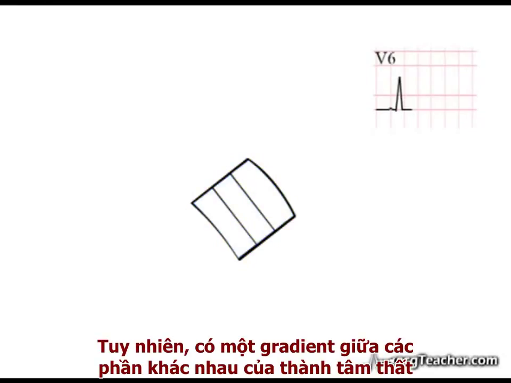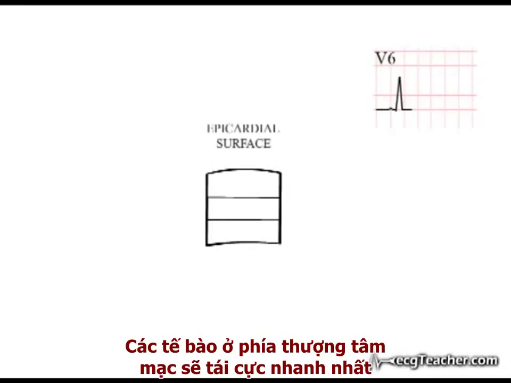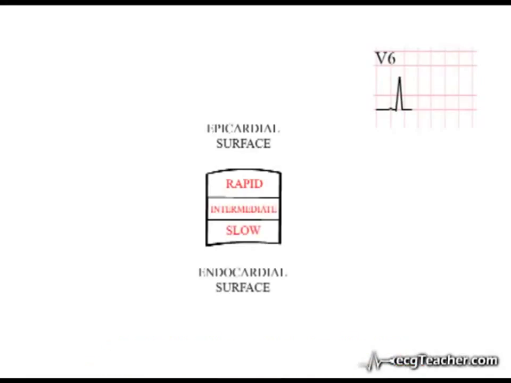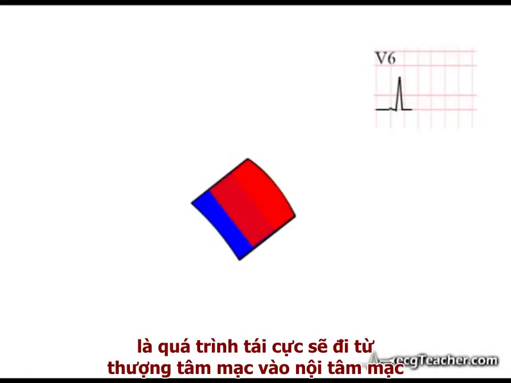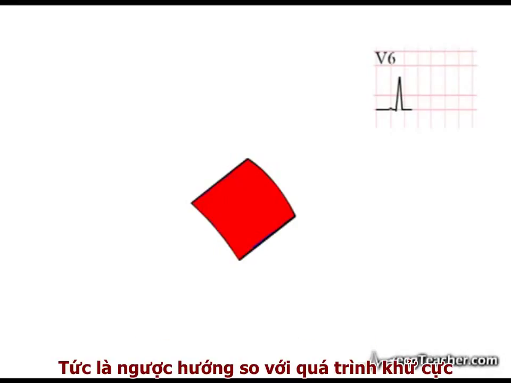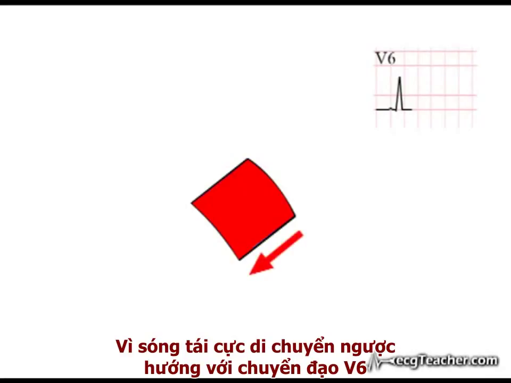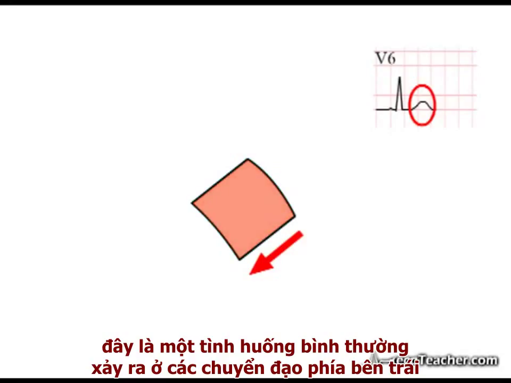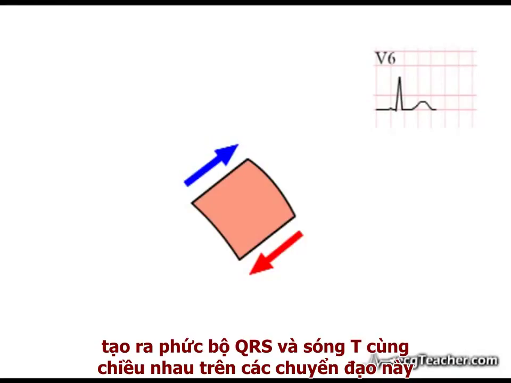However, there is a gradient across the ventricular wall in the intrinsic rate at which cardiac myocytes repolarize, with cells at the epicardial surface repolarizing rapidly, while cells repolarize more slowly as we move towards the endocardium. The net effect of this gradient is a progression of repolarization across the wall, moving in the opposite direction to the depolarization wave. As repolarization is moving away from the lead, a positive T wave is produced in V6. This is the normal situation in the left-sided chest leads. Left ventricular depolarization and repolarization moving in opposite directions in the ventricular wall, producing concordant QRS complexes and T waves in these leads.